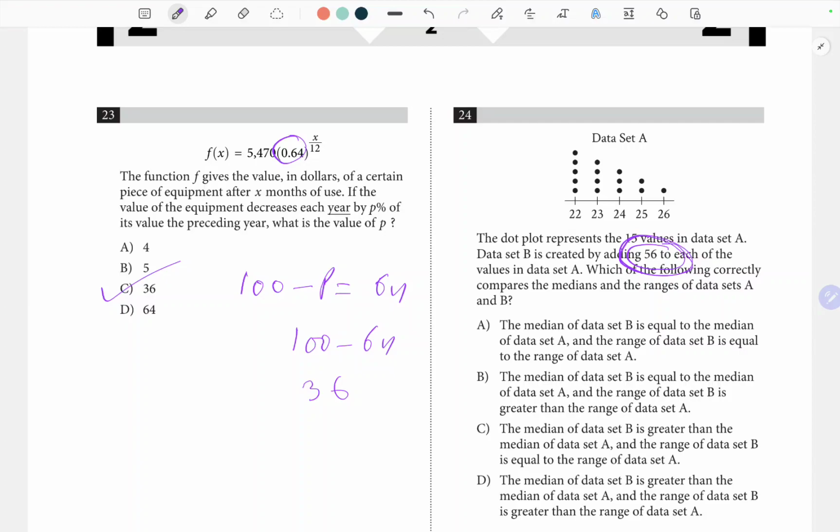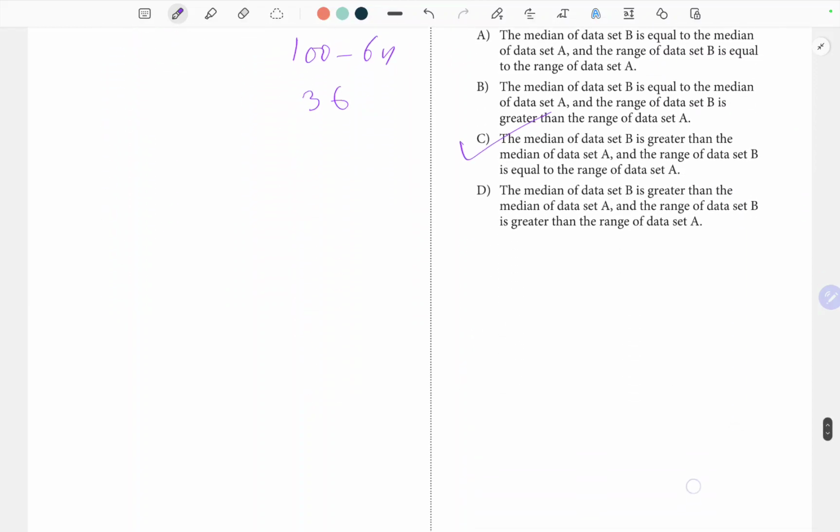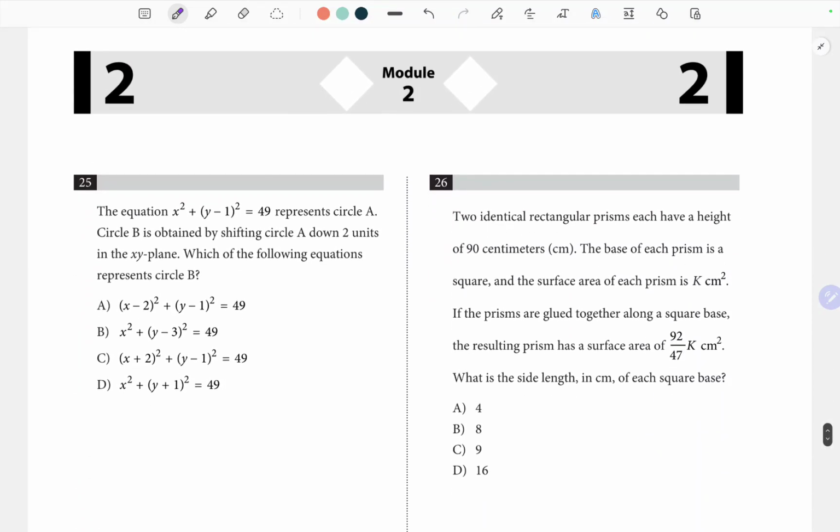Okay, so here the dot plot represents 15. 56 is added, right? Okay, yeah, so for this case median must be greater and the range should be same. Okay, now question number 25.